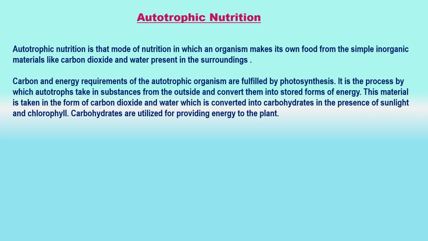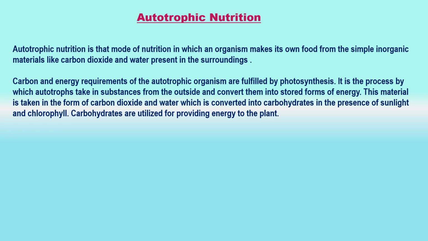Autotrophic nutrition. Autotrophic nutrition is that mode of nutrition in which an organism makes or synthesizes its own food from the simple inorganic materials like carbon dioxide and water present in the surroundings with the help of sunlight energy. The green plants have an autotrophic mode of nutrition. The autotrophic bacteria also obtain their food by the autotrophic mode of nutrition, though most bacteria are not autotrophic.